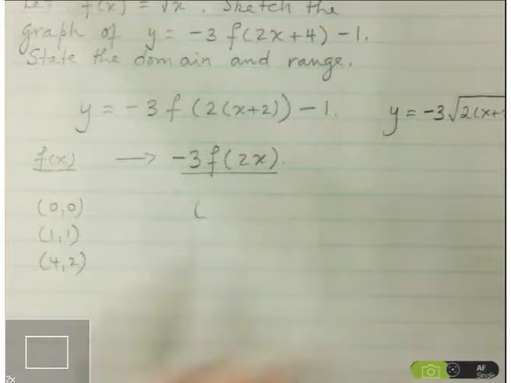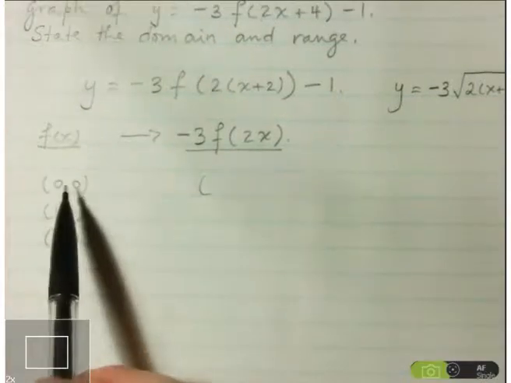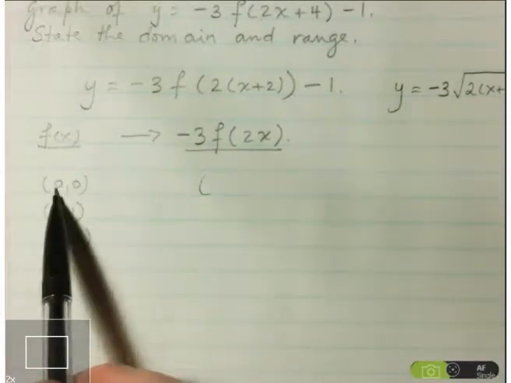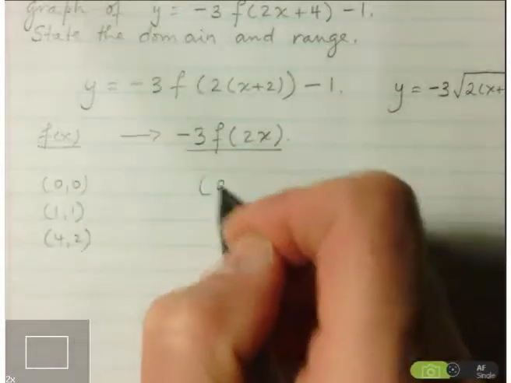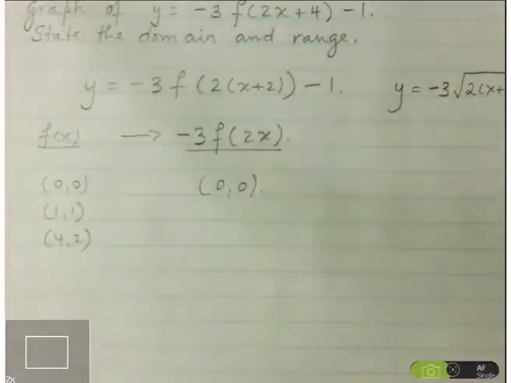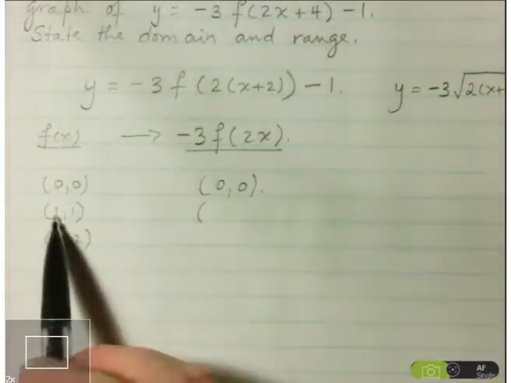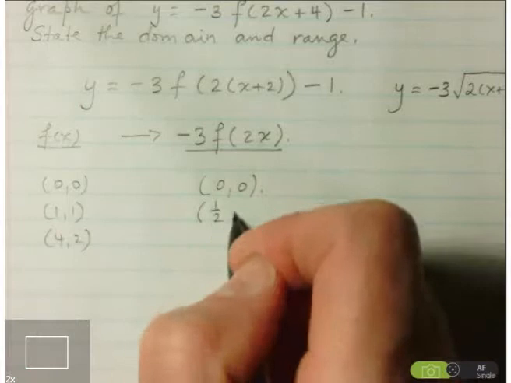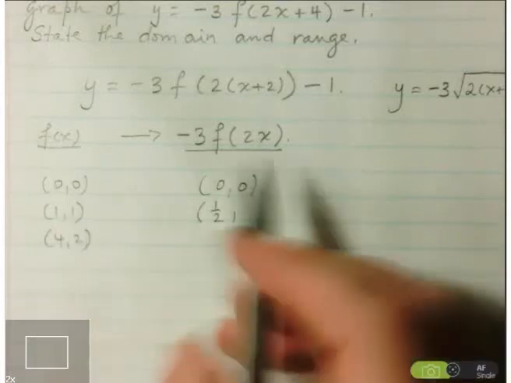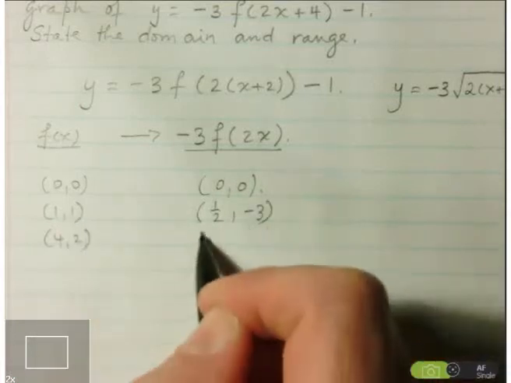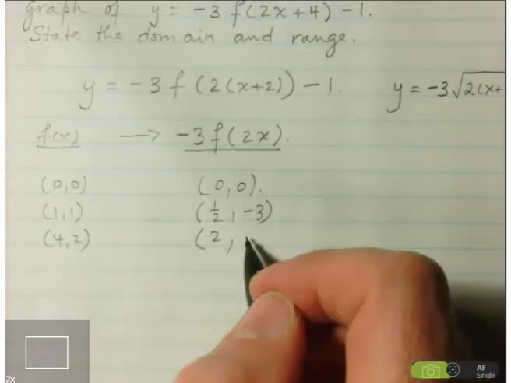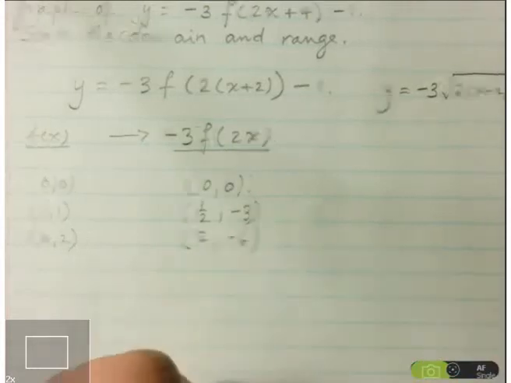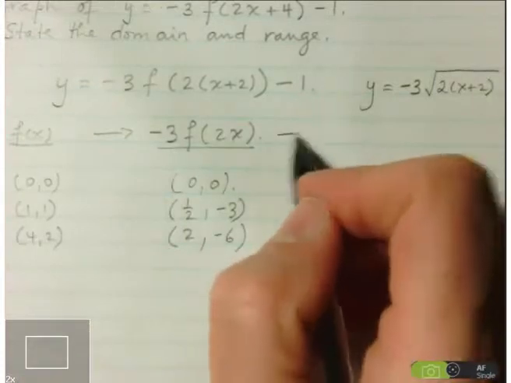Okay, so let's see what happens. So 0, 0, dividing the x by 2, multiplying the y by -3 has no effect. So this is an invariant point under those transformations, but 1, 1 is not. So divide 1 by 2, so 1/2, and here multiply the y value by -3, so -3. Do the same thing here. 4 divided by 2 is 2. 2 times -3, -6. Now we can take care of the additive ones.